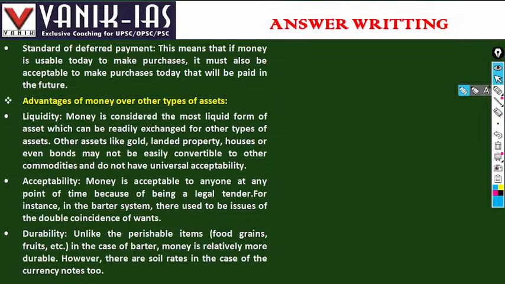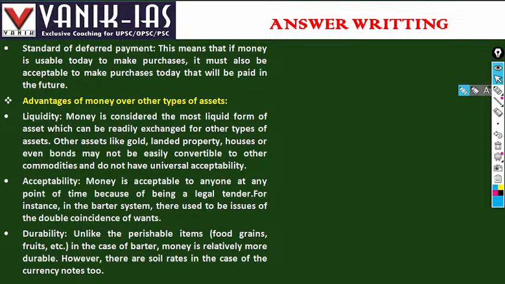Okay, so accessibility. Money is acceptable to anyone at any point of time because it is a legal tender accepted by the government. This legal tender status of money is given by the government. For instance, in a barter system, there used to be the issue of the double coincidence of wants. Durability. Unlike perishable items like food grains, fruits, etc. in the case of barter, money is relatively more durable.